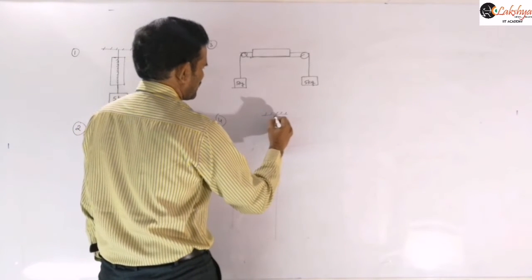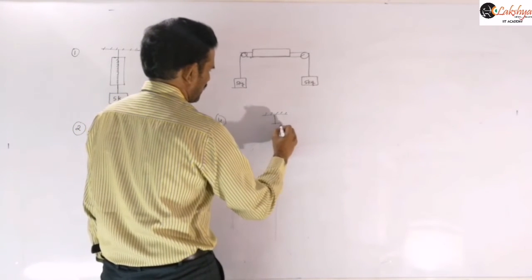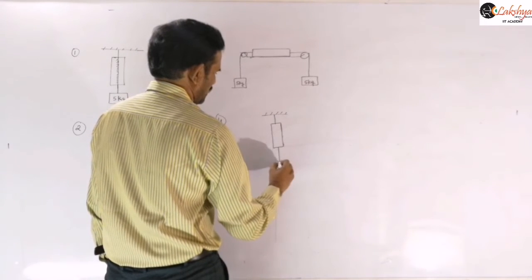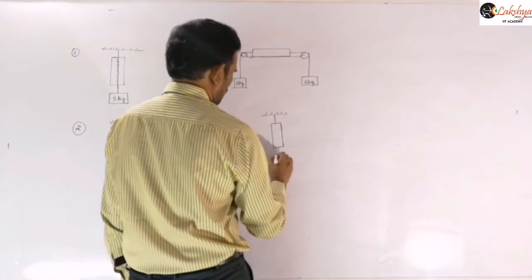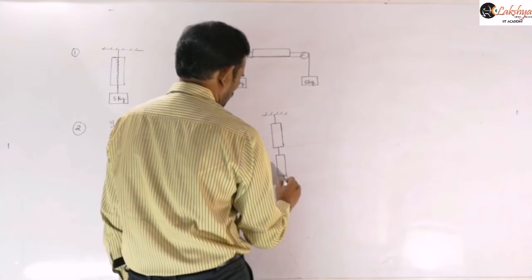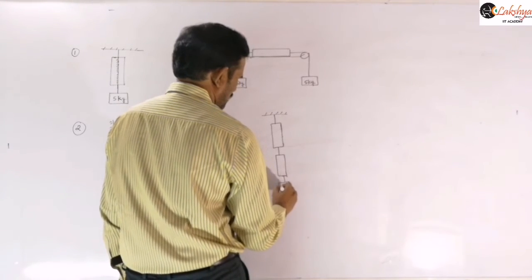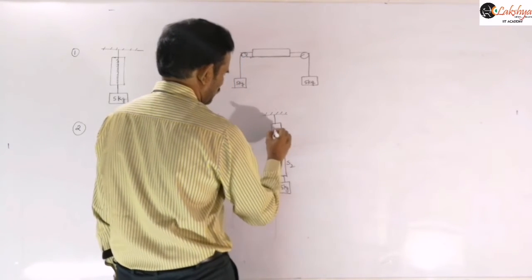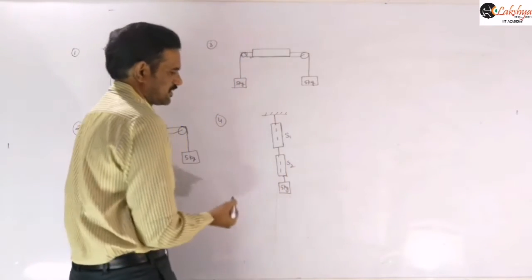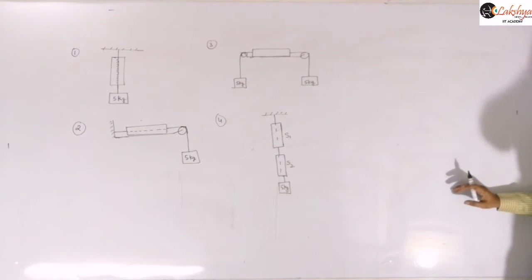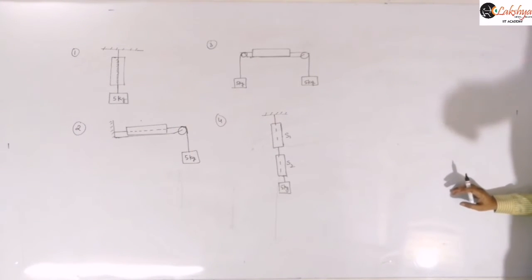And next I am taking two spring balances connected like this. One spring balance is there like this, and the other spring balance is connected to this other end like this. Both are ideal only. This is a 5 kg block here. So this is spring balance 1 and this is spring balance 2. Now you need to answer the readings of the spring balance in these cases.